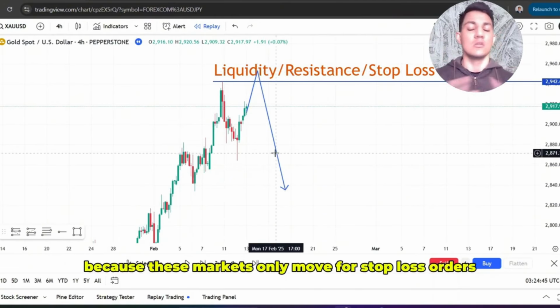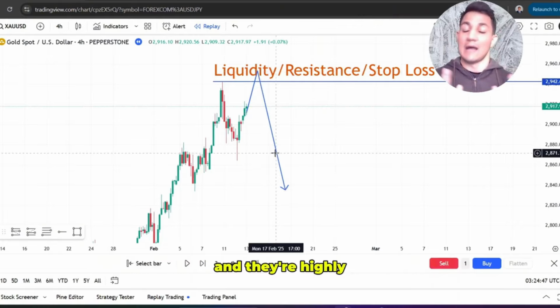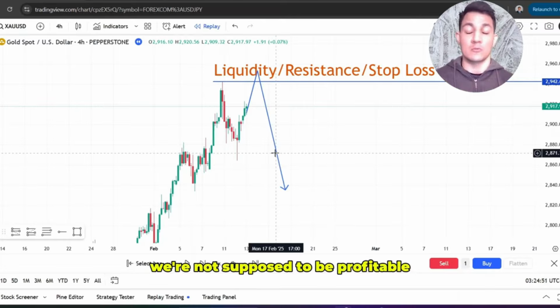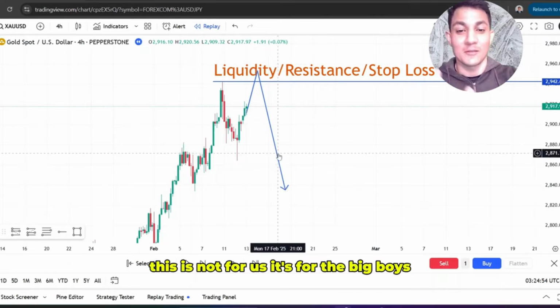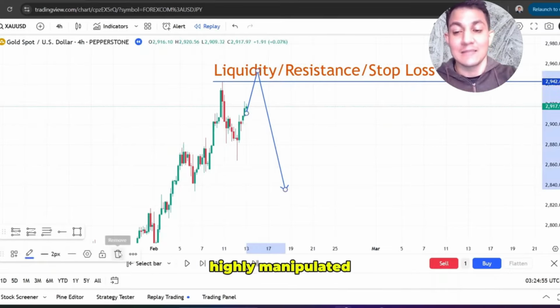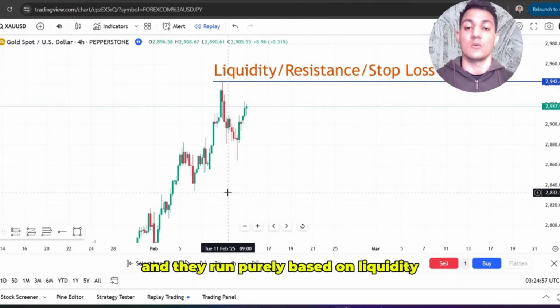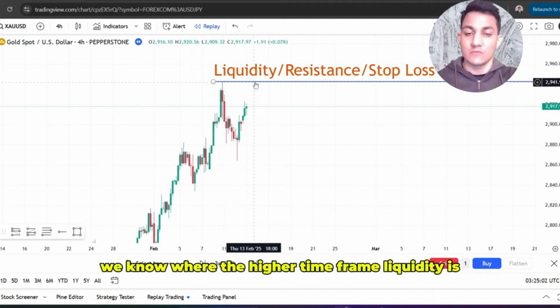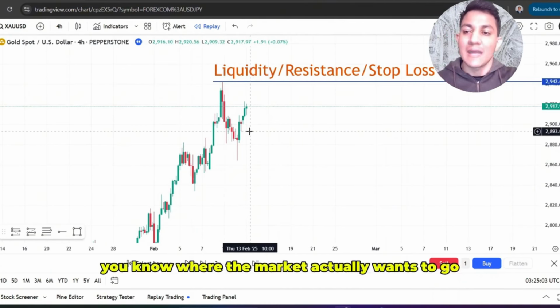Because these markets only move for stop loss orders, and they're highly, highly manipulated. And me and you, as retail traders, we're not supposed to be profitable. This is not for us. This is for the big boys. So these markets are highly, highly manipulated, and they run purely based on liquidity. But we've got the direction of the market, right? We know where the higher time frame liquidity is. We know where the market actually wants to go.